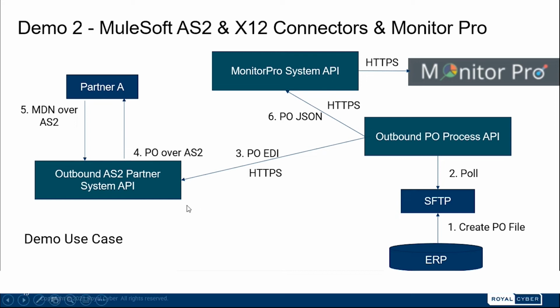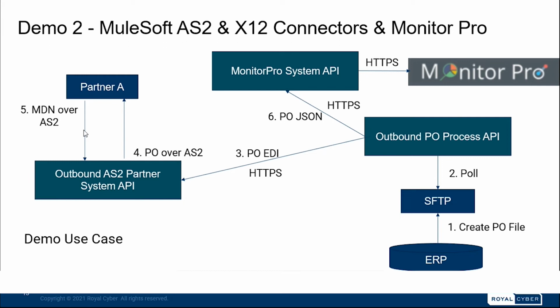Step 1, our ERP generates a PO 850 file and places it into SFTP. In step 2, we have a MuleSoft outbound process purchase order API polling the SFTP, which retrieves the PO and sends it to the AS2 partner system API over HTTPS. This AS2 partner system API then sends this PO to the partner over an AS2 channel, and the partner replies back instantly with a message disposition notification and also a functional acknowledgement 997 message.